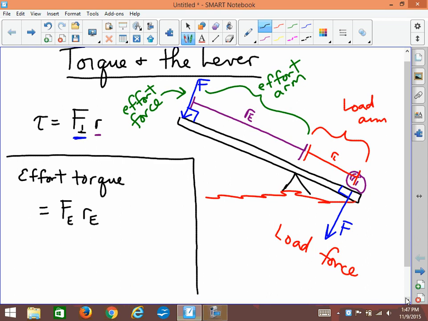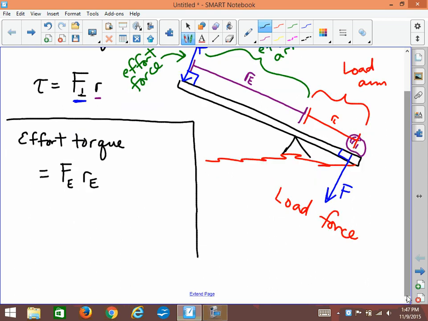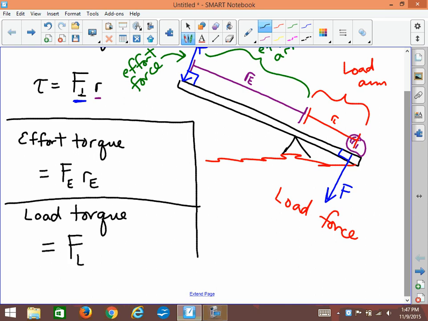And we can also see that, if I move down a little bit here, the load torque, which is the torque where the rock is, the load torque equals the force caused by the load, which is usually their weight, but doesn't have to be. It could be anything. So it's the load force, multiplied by the load arm, or the length of that distance from the load. Oops, I put effort. Today's not a good day.